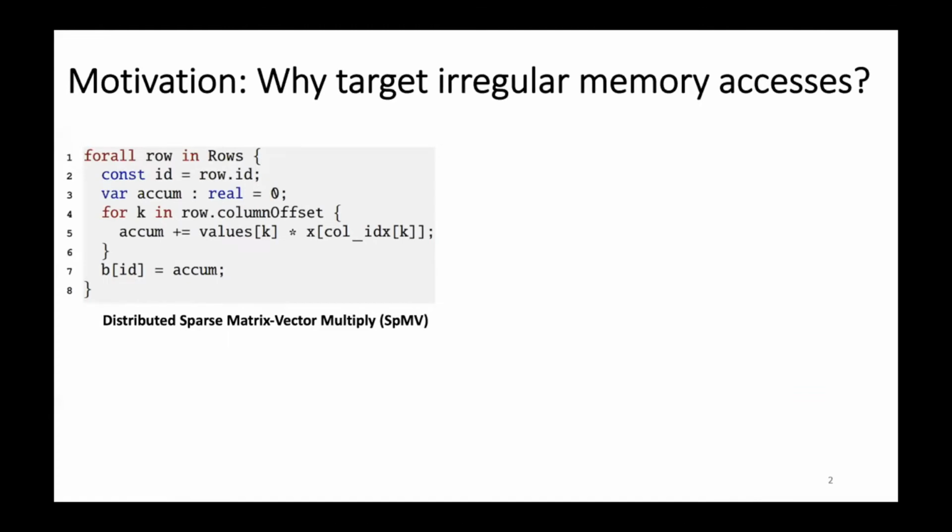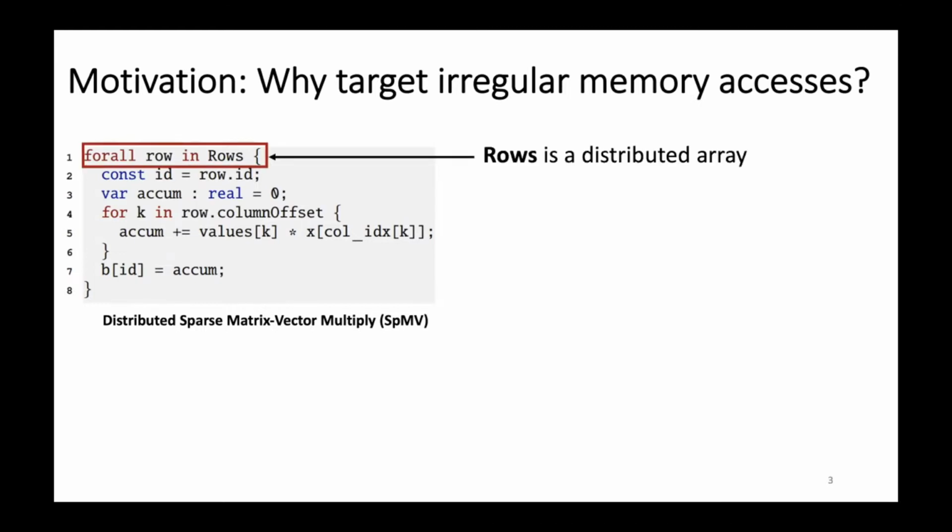So before going into the details of the optimization, I want to talk a little bit about the motivation. So why do we actually care so much about these irregular memory accesses? On the slide here is an example of a sparse matrix vector multiply written in CHIUW. A couple key things to note: this is fully distributed. So rows here is a distributed array of records. Each record represents a sparse row.